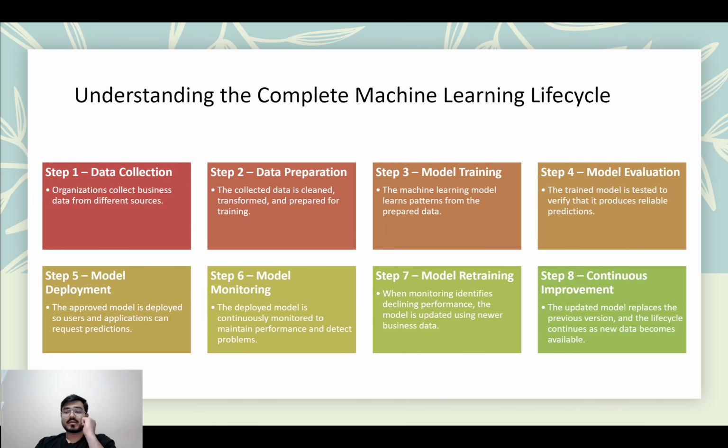So now let's look at the complete machine learning lifecycle. You can think of this lifecycle as a continuous journey rather than a process that ends after deployment. The first step is data collection. Every machine learning project begins by collecting information from different sources such as websites, mobile apps, business databases, or customer transactions. Next comes data preparation. The collected data is cleaned, organized, and prepared so it can be used for training. After that, the model enters the training stage, where it learns patterns from the prepared data.